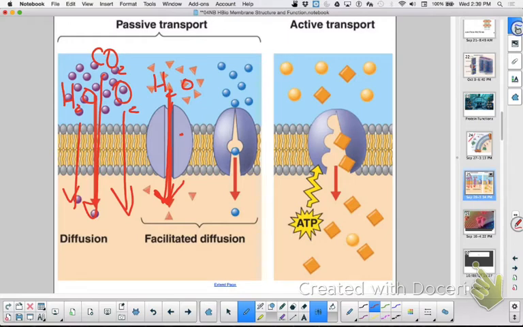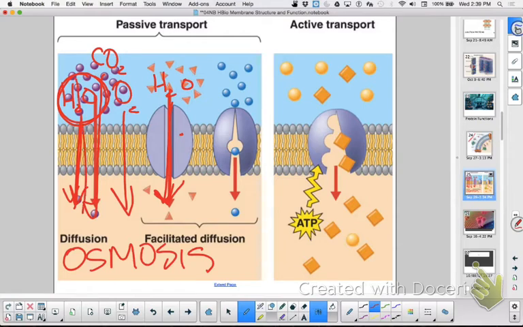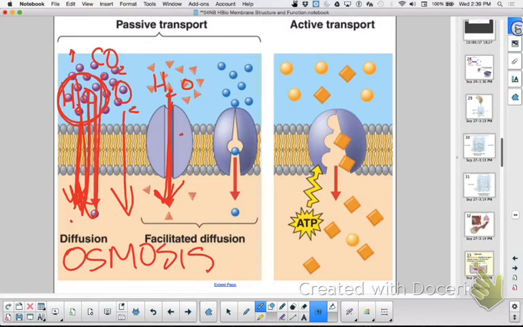But when we talk about water moving across a semi-permeable membrane from a higher concentration to a lower concentration, that has a special name. What is that special name? Osmosis. Osmosis is the diffusion of water through a semi-permeable membrane going from a higher concentration to a lower concentration. So that's just you going right through that phospholipid bilayer. And we saw several incidences of that.